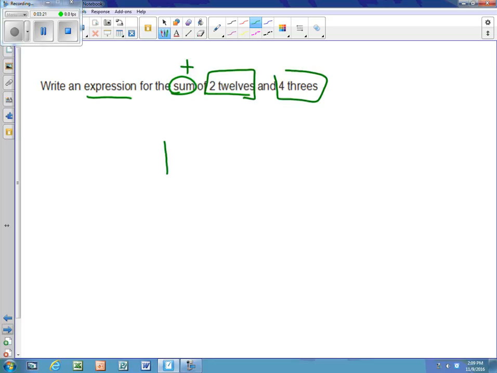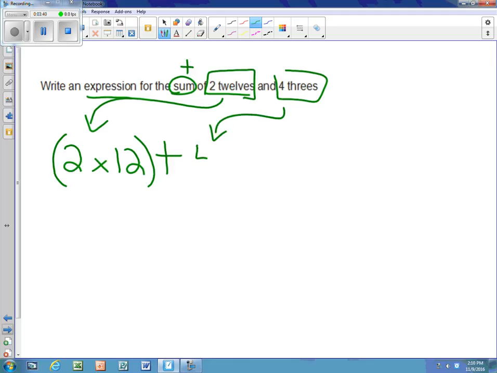So that's going between the two. The question is, what is 2 12s? 2 12s is 2 times 12. That's how I get it. 2 12s would be 24, but we're writing 2 times 12. So when it's written like that, it's for multiplication. We can put parentheses, but we don't have to on this one. And 4 3s would be 4 times 3.